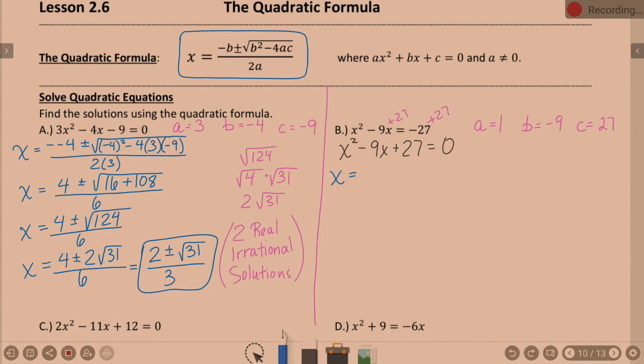X equals, there we go. Negative B. What do you think, negative B? 9. The negative of -9, or the opposite of -9, is 9. Plus or minus the square root of B squared, -9 squared, minus 4 times A times C. So times 1 times 27, all over 2A: 2 times 1, or in other words 2.